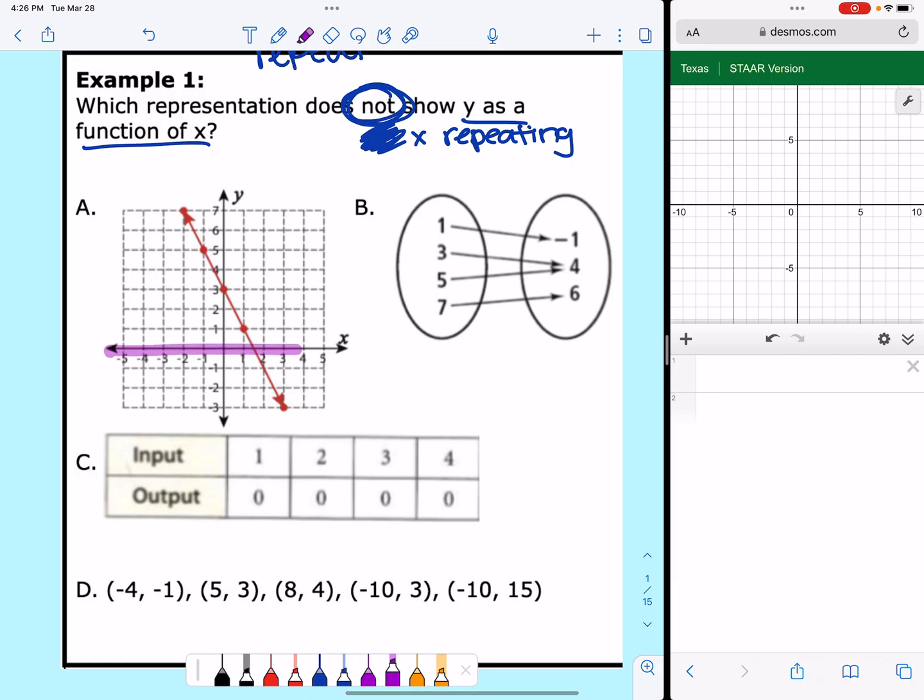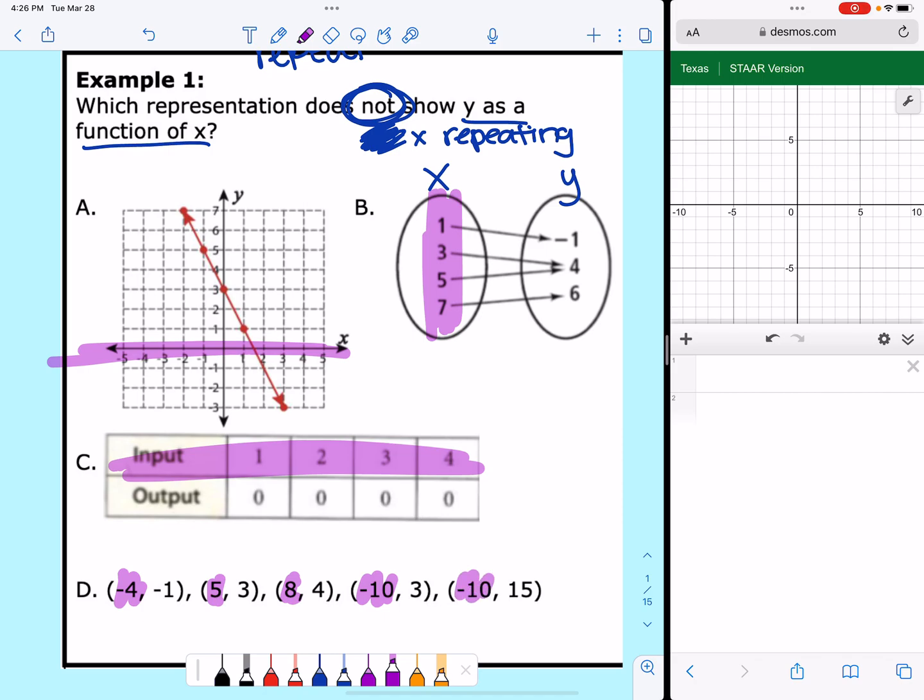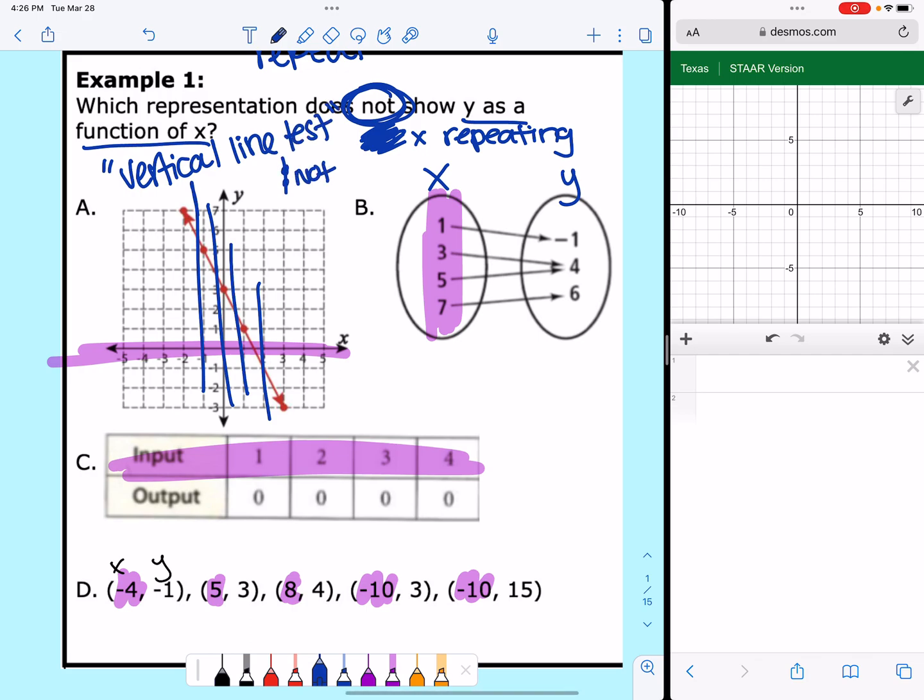So let's look at our x values. Remember with these mappings, it's always x and then y. Remember with a point, it's always x and then y. So for the graph, if we draw lines, it's called our vertical line test. If it touches the line twice, not a function. But you can see, function. Every time we only touch our vertical lines once.